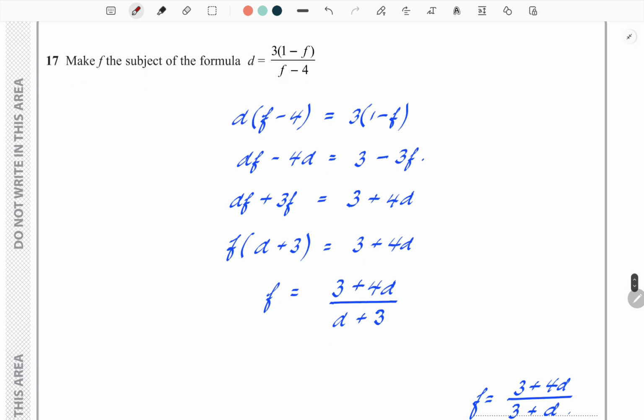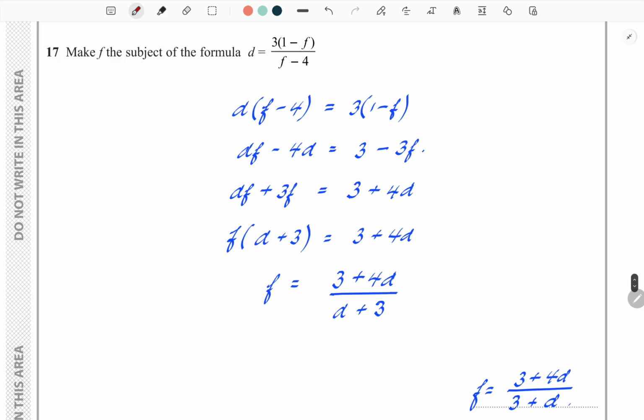Right, number 17. Straightforward algebra, and I'm going to run through this as quick as I can. First of all, you want to multiply the f minus 4 across there, because the thing is to make f the subject of the formula. So we've got d times brackets f minus 4 equals 3 times brackets 1 minus f. Expand all the brackets. Okay. So we have df minus 4d equals 3 minus 3f.